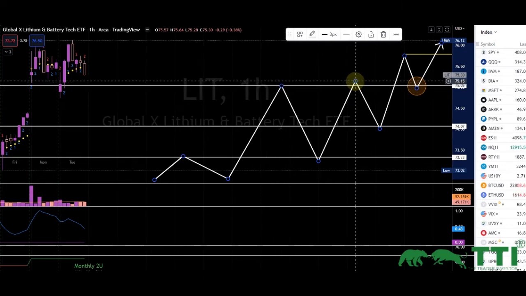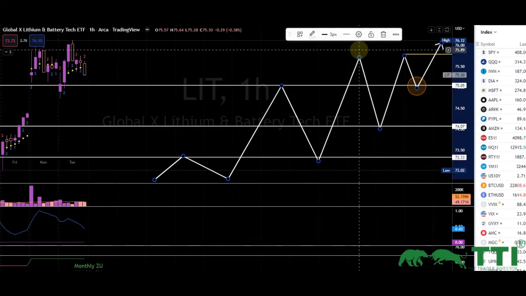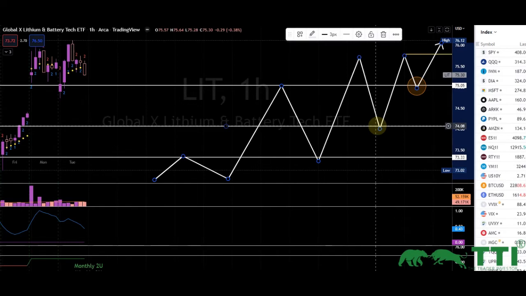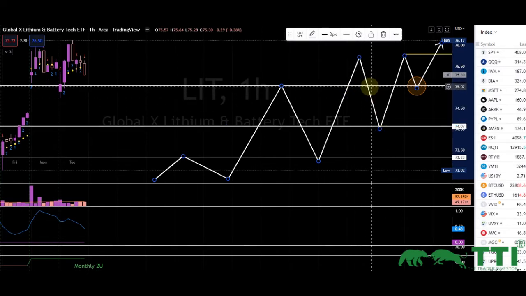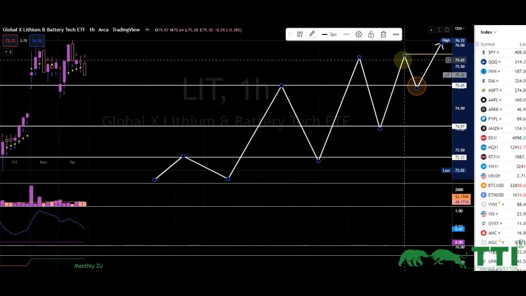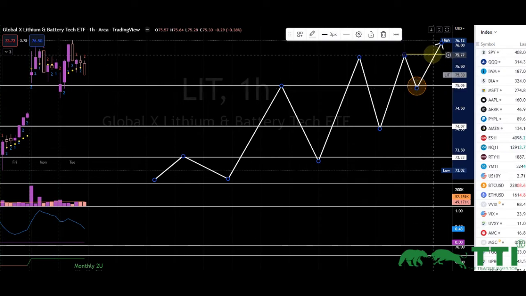Another one is here. It blows through it, but it comes back down. Again, it hasn't given us any evidence that this resistance is now becoming support. So you skip this, you skip this, you skip this, but here you take it because now you can see, oh, I've blown through resistance. It is acting as support. I can take it.